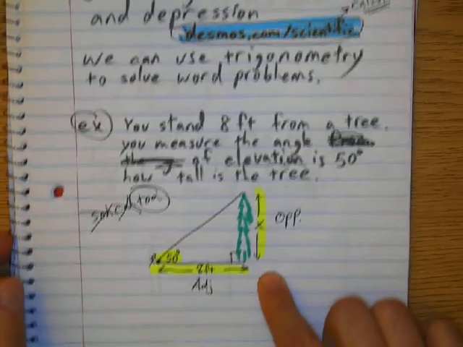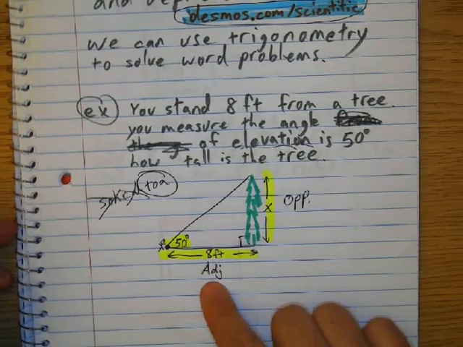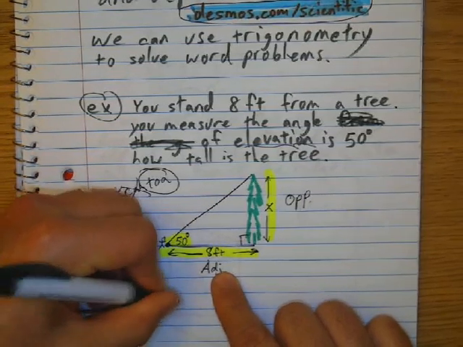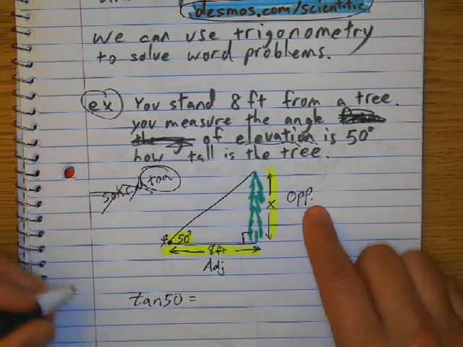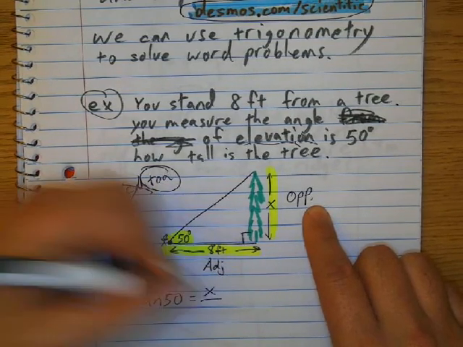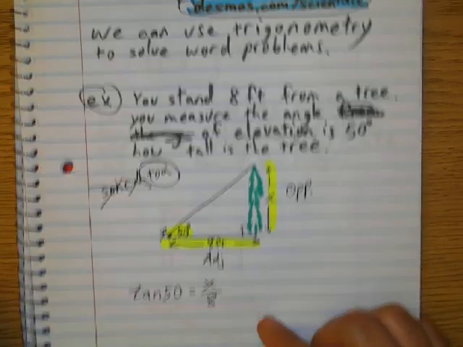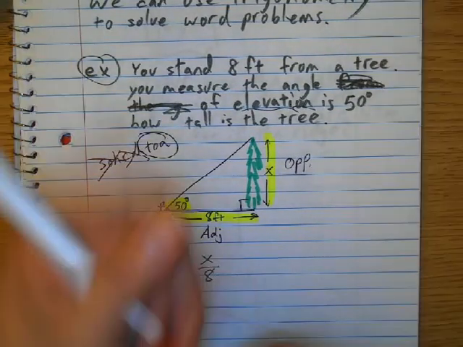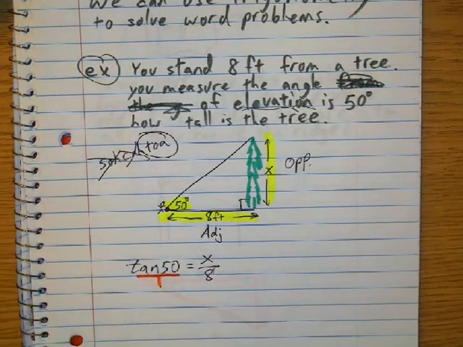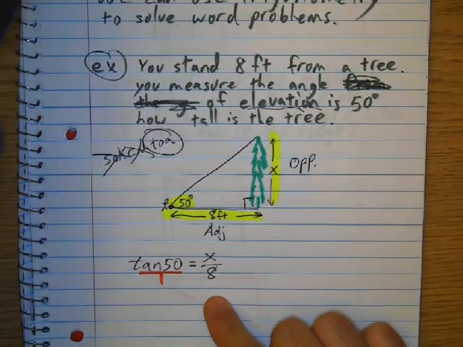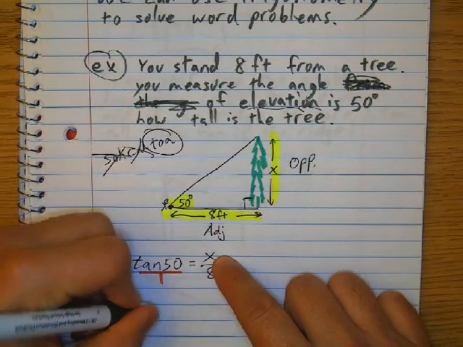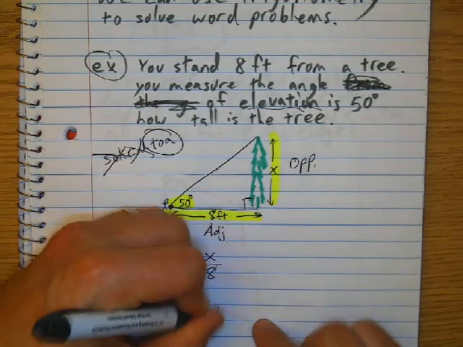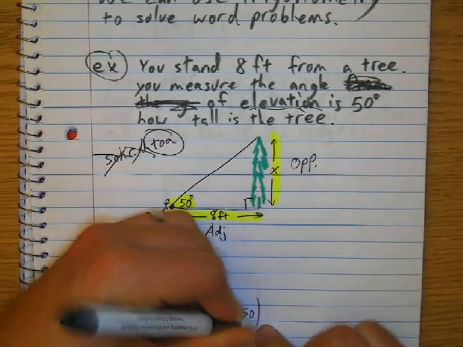Okay, so now I get to set this up. Tangent 50 equals opposite over adjacent, so x over 8. Now I can put this over 1 and cross multiply, and say 1 times x is equal to tangent 50 times 8. And now we can solve for x.